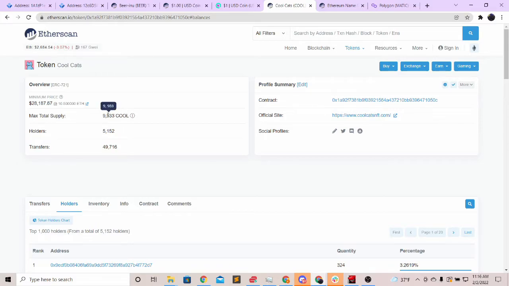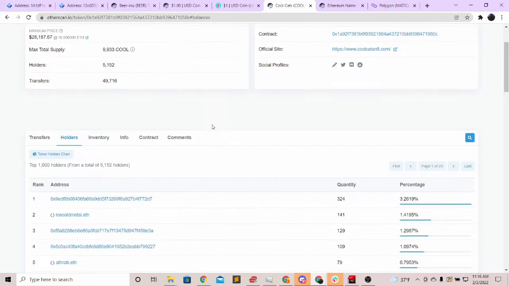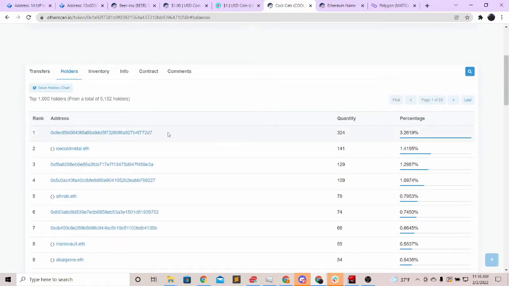On Etherscan, we can see that there's just under 10,000 total tokens, common for the 10K PFP projects, with just over 5,000 holders. That's actually pretty good numbers for the number of holders for an NFT project. It symbolizes that it's pretty widely distributed and there are a lot of different people interested in the project. If we scroll down, we can view the holder list to see the biggest holder has 324. That's not too surprising and shouldn't be too worrying.